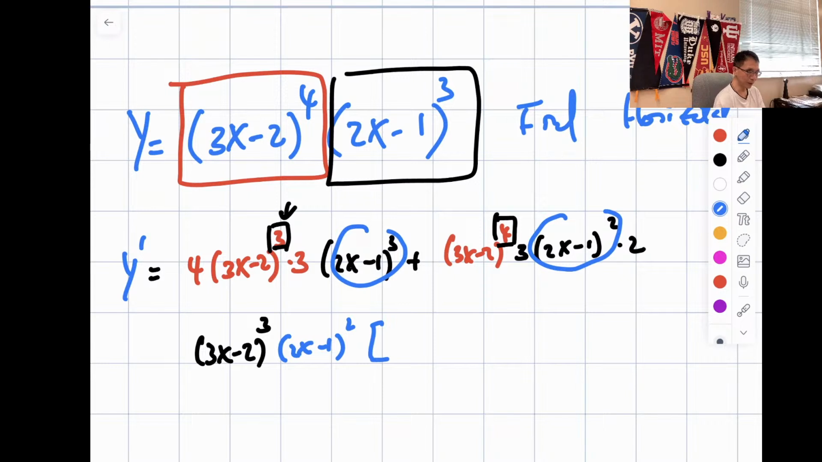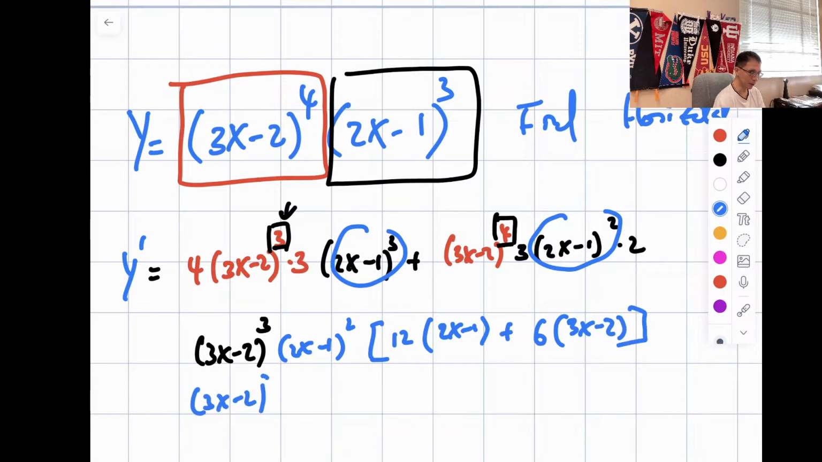Now, I'm going to put a bracket here. What do I have left? I got 4 times 3 is 12. Is that okay? Times, what's left? 2x minus 1, I think. Plus, 3 times 2 is 6. And if I factor out 3, then I got 3x minus 2. I'm almost done there. So it'll be 3x minus 2 to the third, 2x minus 1 to the 2nd, times 24x minus 12, plus 18x minus 12.